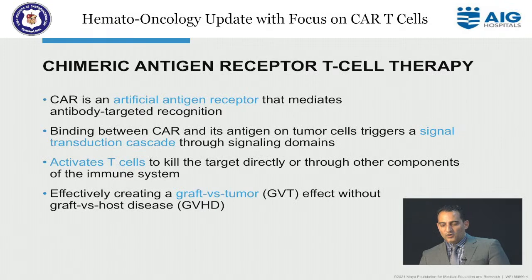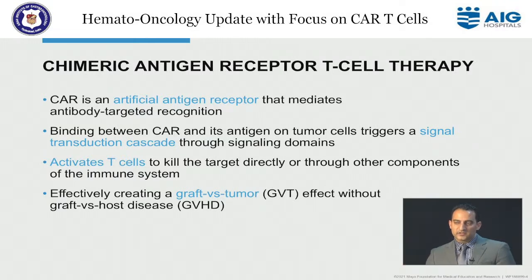So CAR, or chimeric antigen receptor, is an artificial antigen receptor that mediates the T cell engagement and antibody target recognition for the cancer cell. There is a binding between the CAR, the chimeric antigen receptor, and its antigen on the tumor cell, and that binding triggers the signal transduction cascade and downstream killing of the cancer.